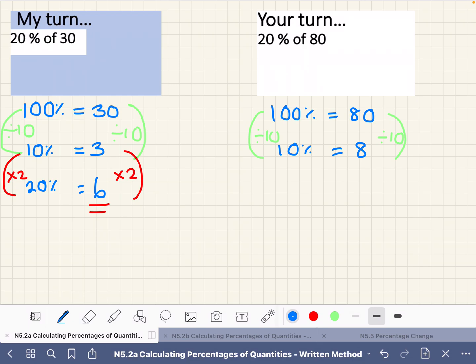Moving then on to the next part of the question, where we're looking to see if there's a route from 10% to 20%. We get from 10% to 20% by multiplying by 2. That means we also would need to multiply this side by 2, giving us 8 times 2 is 16. So 20% of 80 is equal to 16. Have a look at another example.